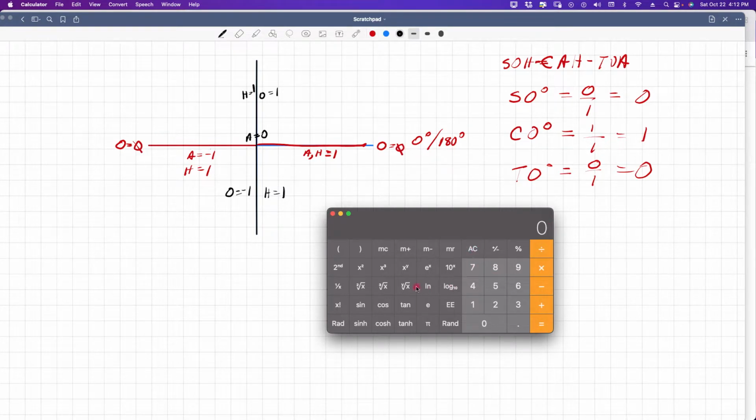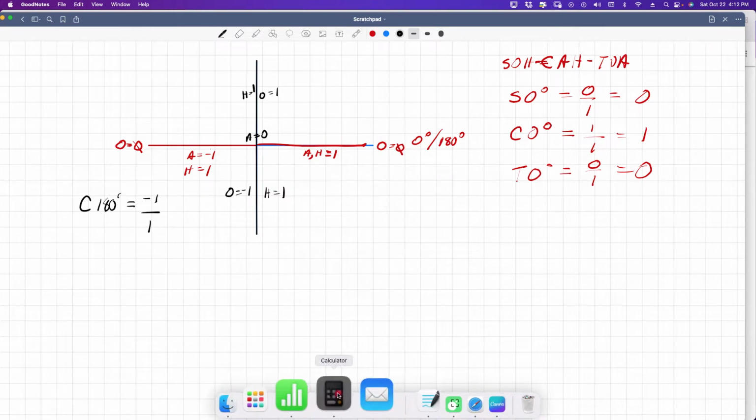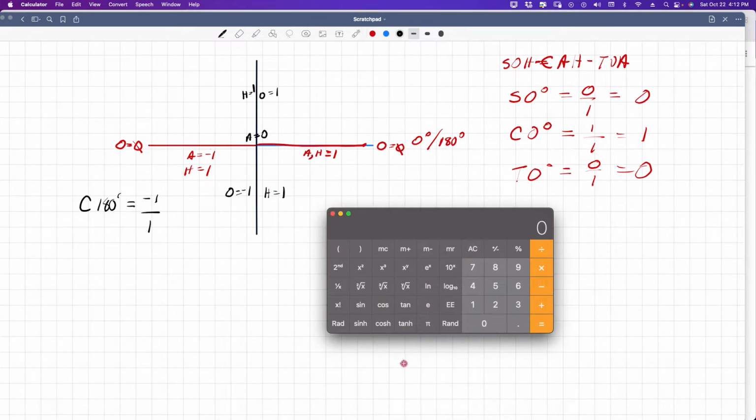Or let's say this is the cosine and it's adjacent over hypotenuse. The cosine of 180 degrees is the adjacent over the hypotenuse, right? -1 over 1. Guess what the cosine of 180 is? -1. We figured it out here. We can do it, but we can also get it here, right?